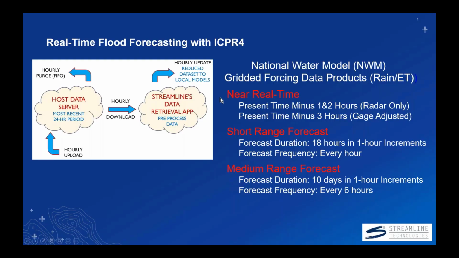With the National Water Model, there's near real-time data. There are short-range forecasts, and there's an 18-hour forecast issued every hour. And then there's a medium-range forecast that projects out 10 days in 1-hour increments, and that's issued every 6 hours.